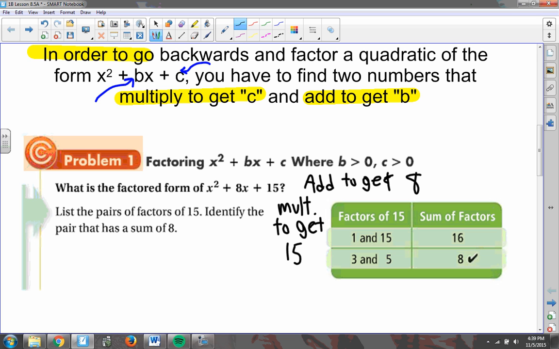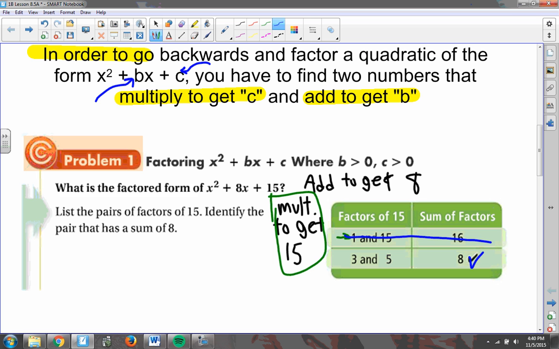So factors of 15 meaning two numbers that would indeed multiply to get 15. What two numbers could we multiply to get 15? Well, we could try 1 and 15. That's what they did first, here. But 1 plus 15 is not 8, that's 16. So that one doesn't really work, does it? What other two numbers could I multiply to get 15? Well, I could try 3 and 5. 3 plus 5 is indeed 8. That's good. Yay.